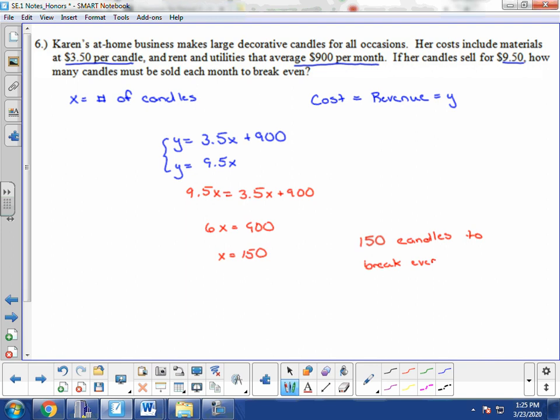So here we use systems of equations because it gave us the variable that we were looking for, number of candles, and also knowing that cost and revenue were equivalent, so we could make them together the same variable, y. Now let's take a look at one more. This one's a little bit more complicated.